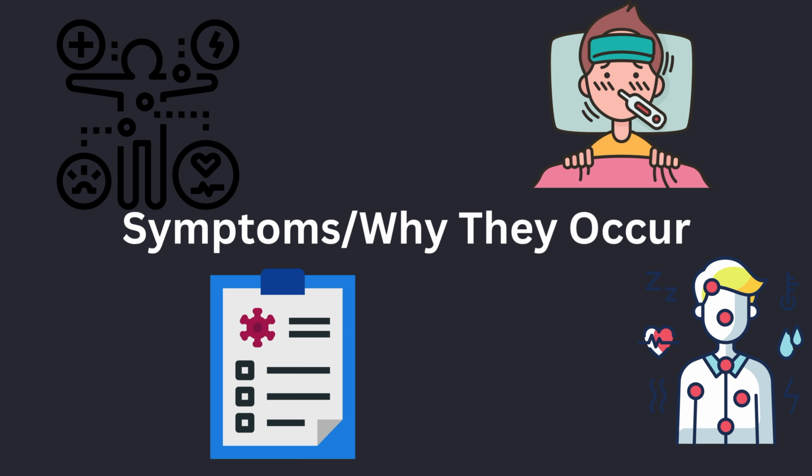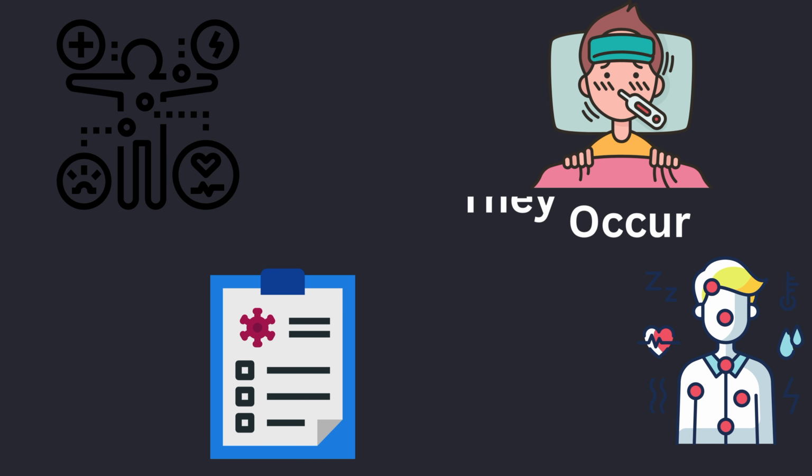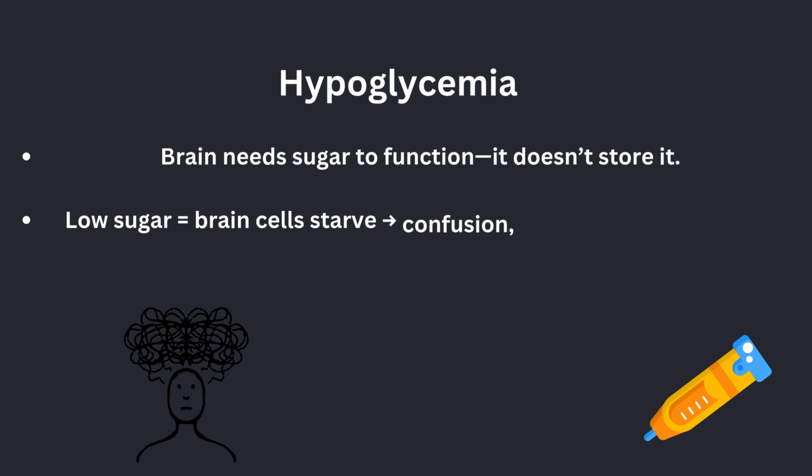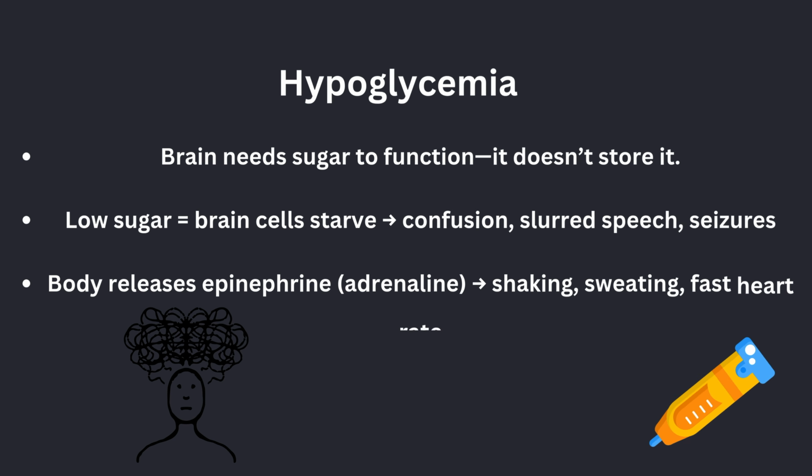So let's go over the symptoms and why they occur for hypo and hyperglycemia. So hypoglycemia, the brain needs sugar to function and it doesn't store it. Low sugar causes brain cells to starve, which equals confusion, slurred speech, and seizures. The body releases epinephrine, and shaking, sweating, and a fast heart rate or tachycardia occurs.